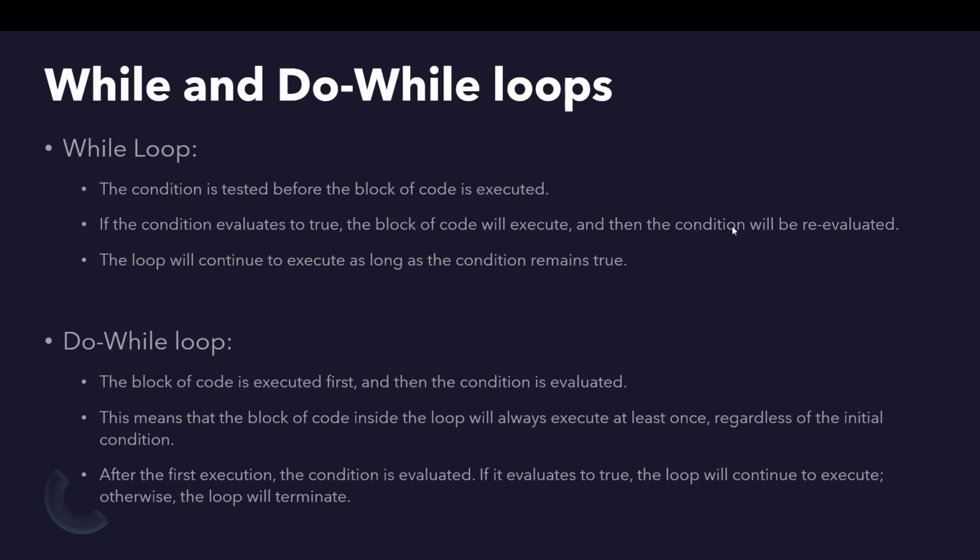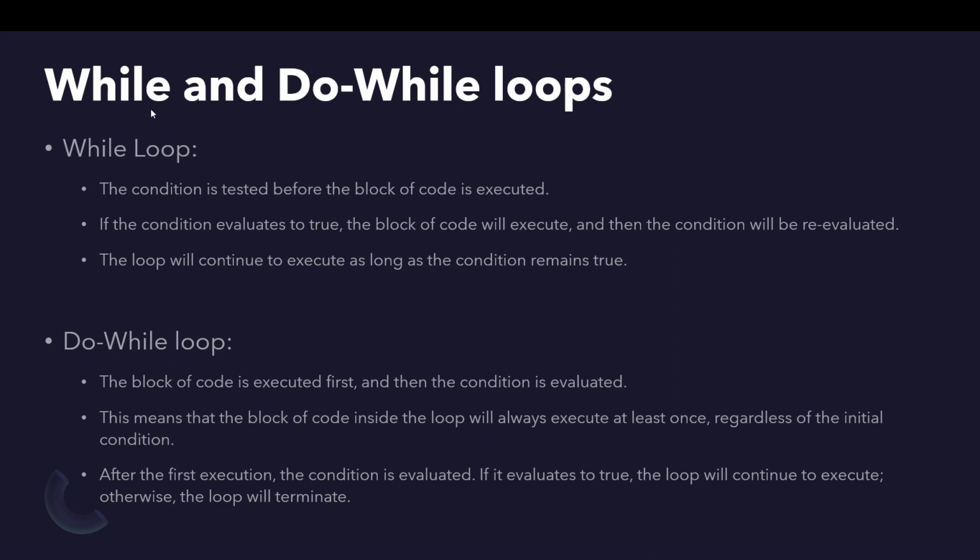A while loop is a loop where we check the condition first before we execute a block of code. If the condition is true, the code will be executed. If the condition is not true, the block of code will not be executed. Every time in a while loop, when we execute a piece of code, we re-evaluate the condition. As long as the condition remains true, the block of code will be executed. So it's a bit different than the for loop and for each loop that I explained in the previous video.